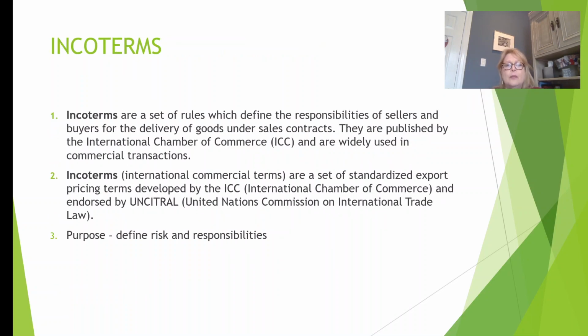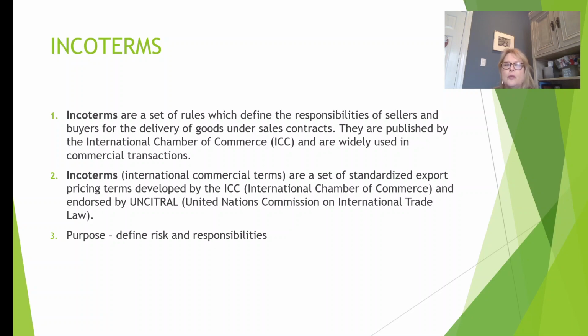Okay. We're going to talk a little bit about Incoterms. This is a completely different topic. I probably should put a little divider slide in here, so maybe just take a second here and break. But the International Chamber of Commerce, they call that the ICC, has established Incoterms.